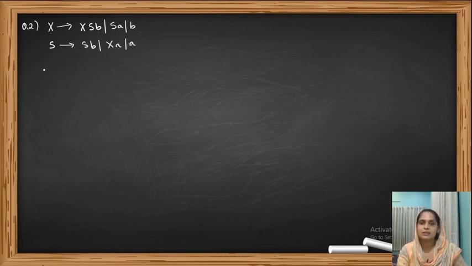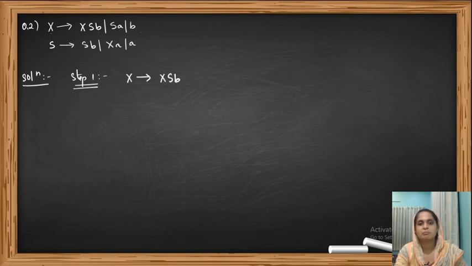How can we eliminate this indirect left recursion? For that we have three steps. Step 1: we have to eliminate left recursion from the first production. The first production is X produces XSB bar SA bar B. In this first step, we have to consider only the normal left recursion, not the indirect left recursion. If the first production is not left recursive at all, we don't have to do anything and can directly go to the second step.